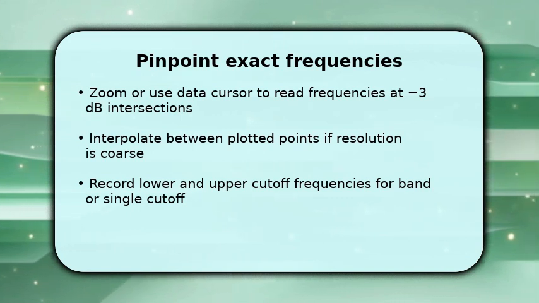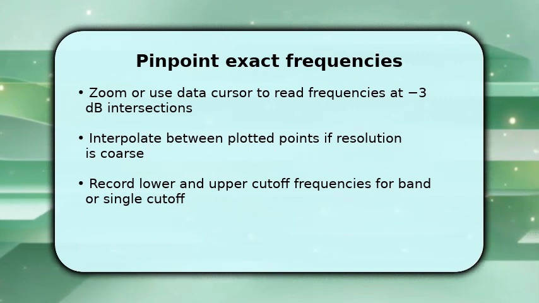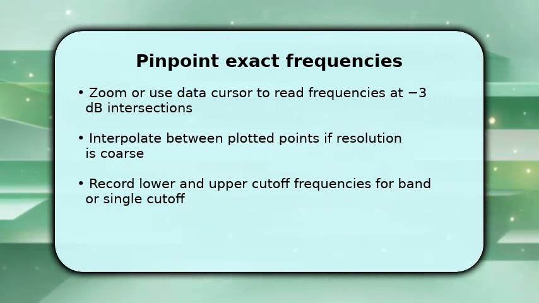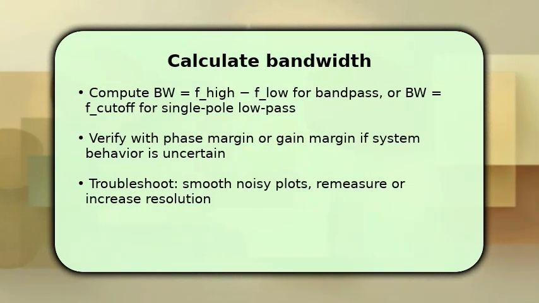Once you have frequencies, compute the bandwidth as upper minus lower cutoff or just the cutoff for single-sided systems. And double-check units are in hertz, so calculations remain consistent. Finally, calculate the bandwidth numerically. Subtract the lower cutoff from the upper cutoff for bandpass systems or report the cutoff for a simple low-pass.